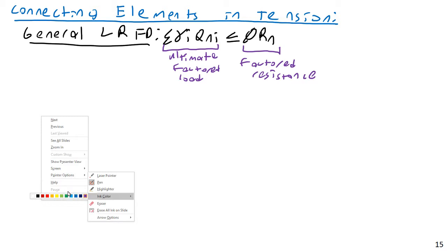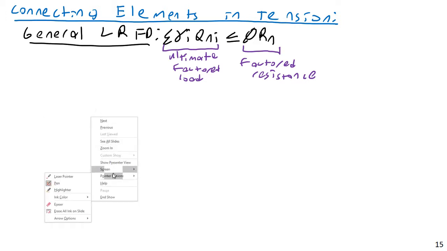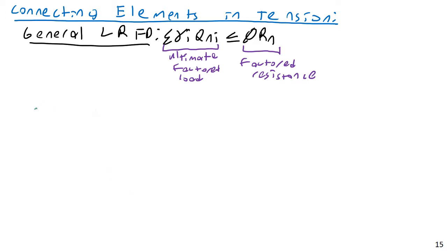Okay, so let's look at yielding here. Again, this is our general equation, but then we will have some more specialized forms of this, depending on what type of member we have and what type of failure mode we're looking at. So let's look at fracture. Let's look at yielding first.